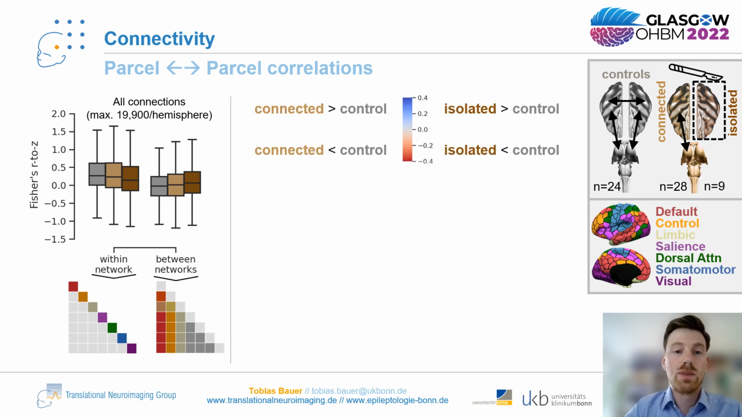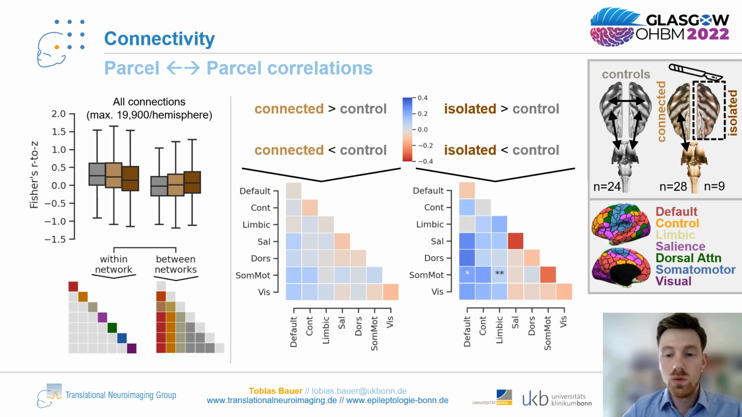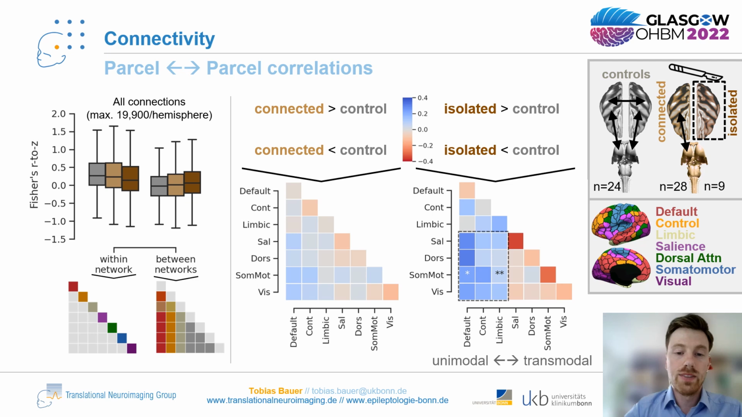Now, if we look at those patterns on network level, we see that especially those connections are increased after surgery, especially in the isolated hemisphere, as drawn in blue in this graph, where networks that are counted as unimodal networks, like the visual network or the somatomotor network, are connected with higher order, so transmodal networks, like especially the default mode network or control network.